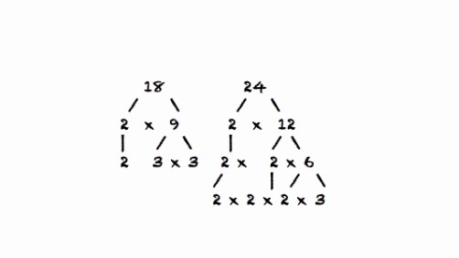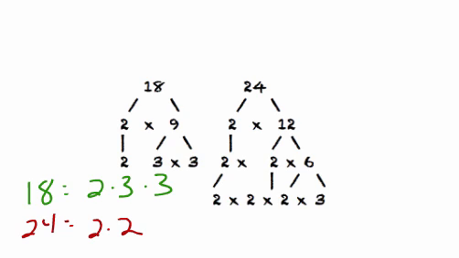Okay, here you see a factor tree for 18 and 24. Prime factors of 18 are 2 times 3 is 6, times 3 is 18. Prime factors of 24 are 2 times 2 times 2 times 3. 2 times 2 is 4, times 2 is 8, times 3 is 24. Circle the factors they have in common.